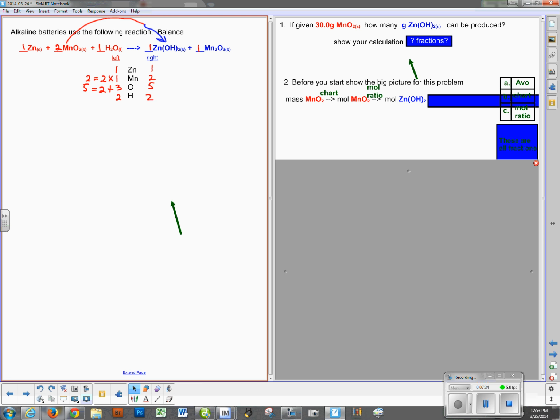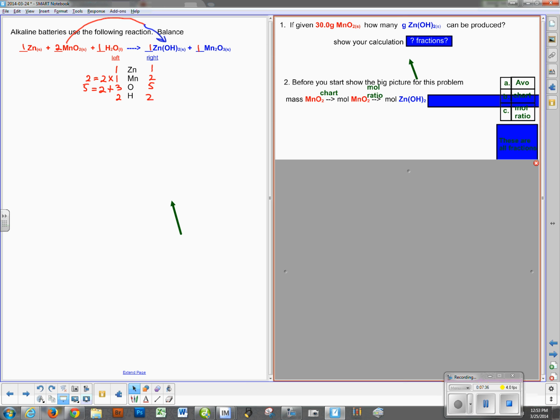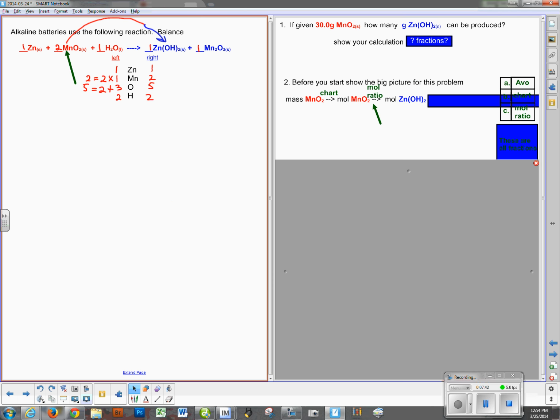So let's look back now over on the right side, and this mole ratio, of course, is going to be a 2 to 1. 2 manganese dioxide to 1 zinc hydroxide. And by the way, I've been calling this manganese dioxide. That's just a little wrong. It's actually manganese 4 dioxide, because that would be the charge on manganese.